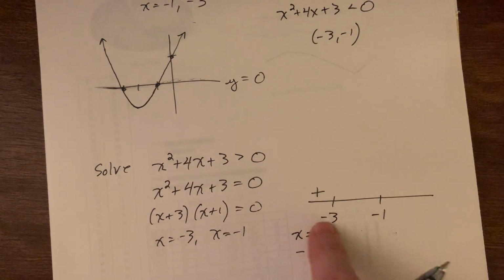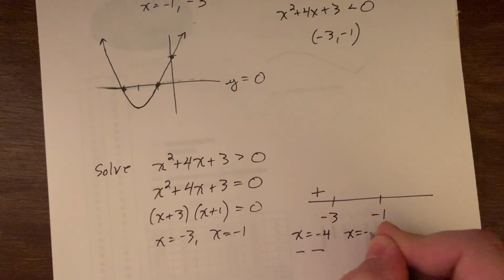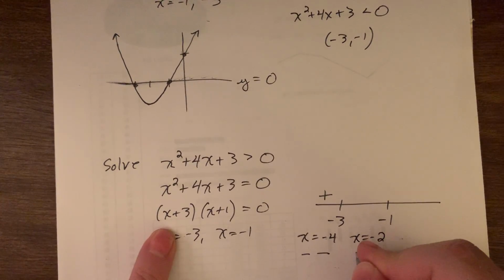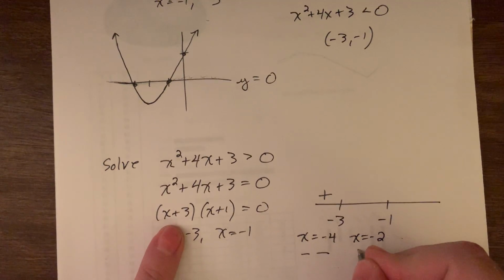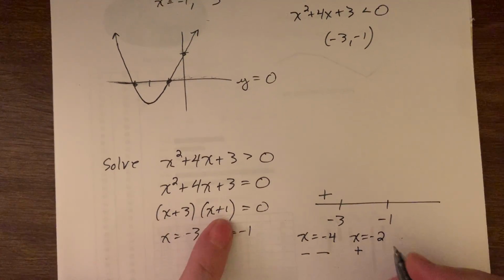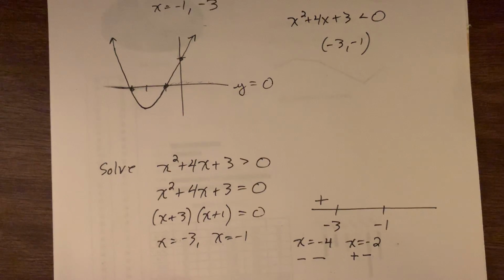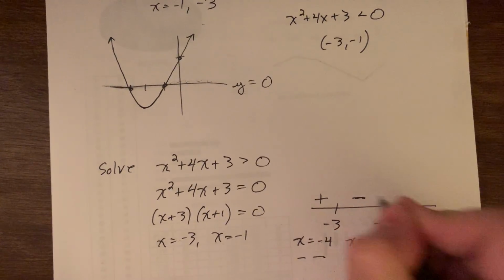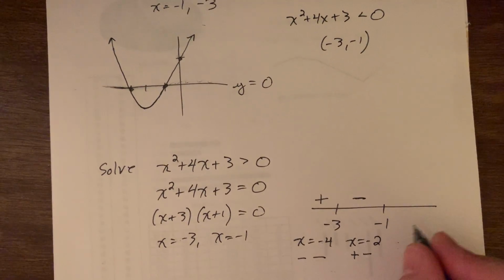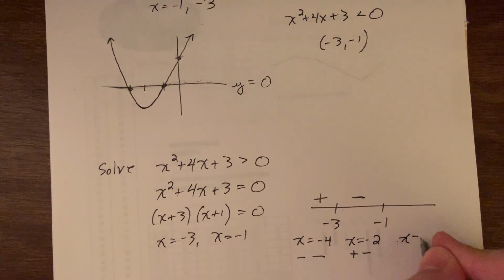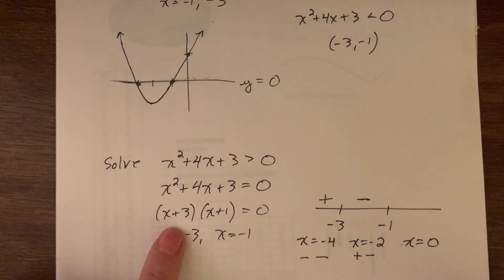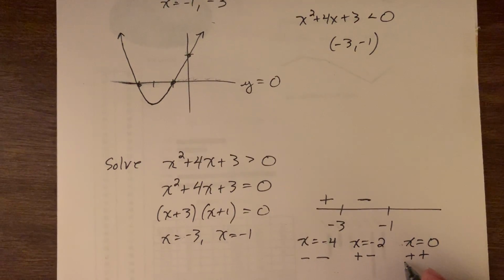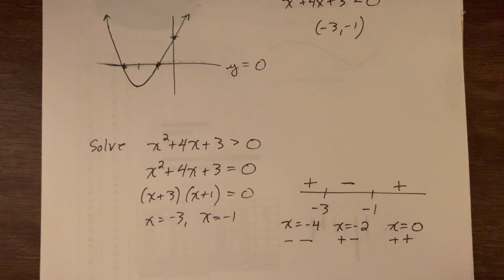Now I need a number between negative 3 and negative 1. So I'll pick negative 2. I'll plug that in. Negative 2 plus 3 is positive 1, so positive. Negative 2 plus 1 is negative 1, so negative. And any positive times any negative gives me a negative. One more interval. Some number bigger than negative 1, I'll use 0. 0 plus 3 is positive, 0 plus 1 is positive, and any positive times any positive is a positive.